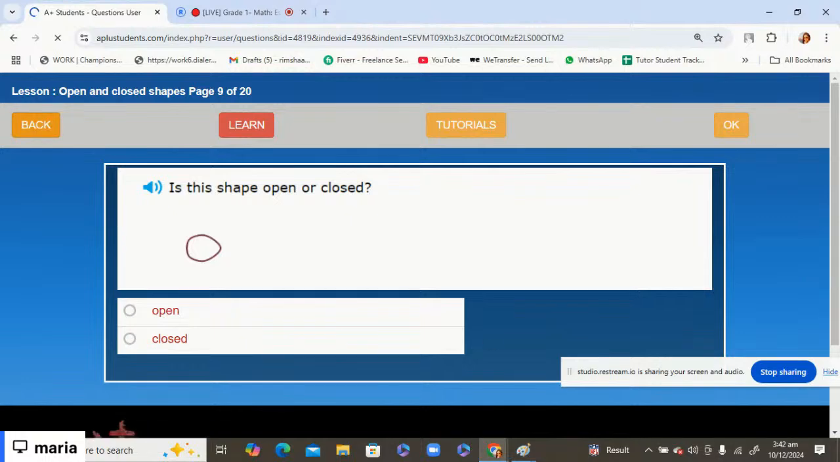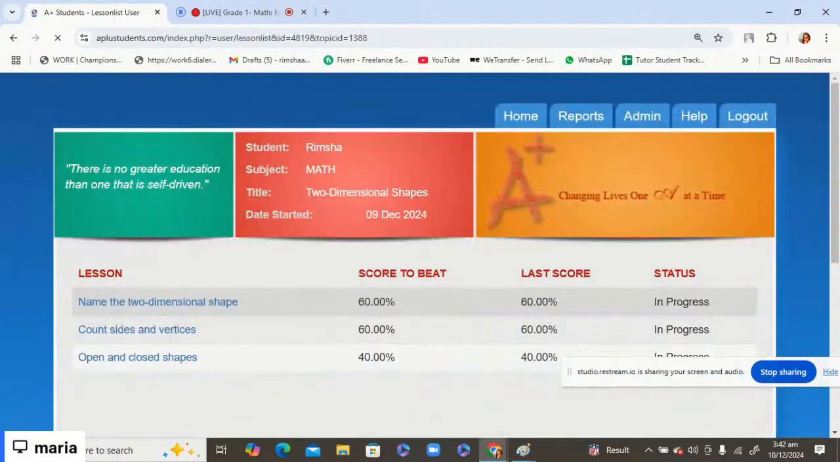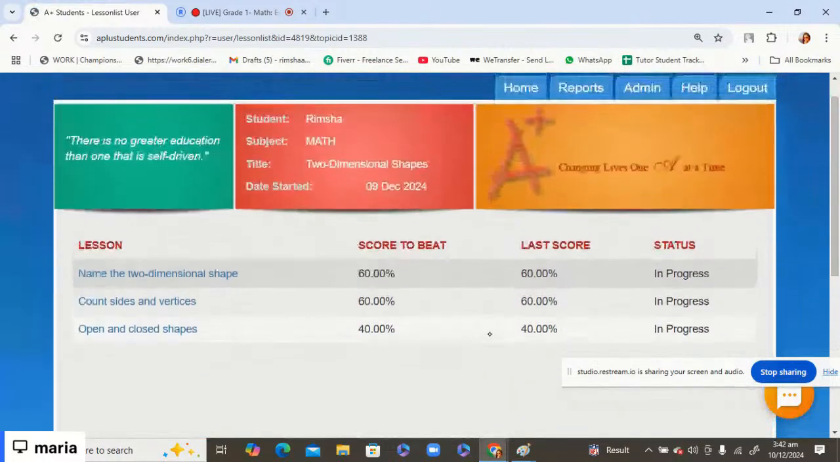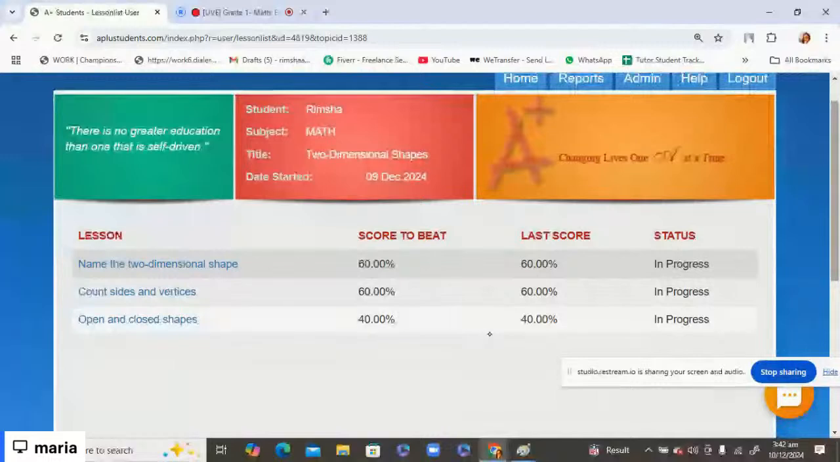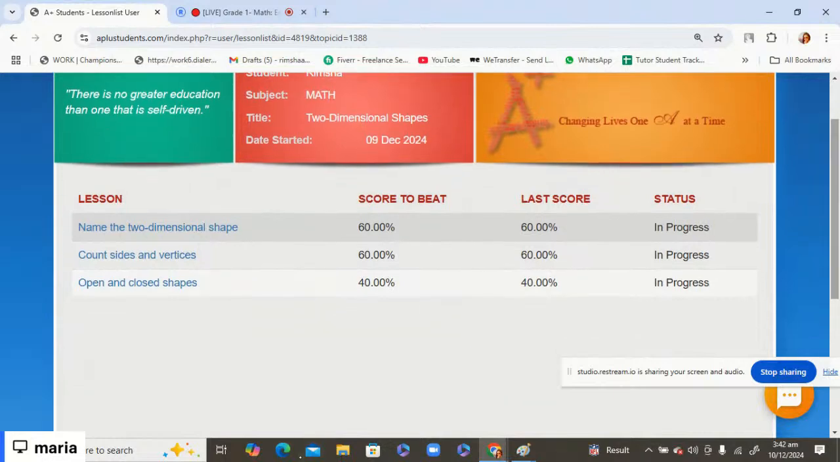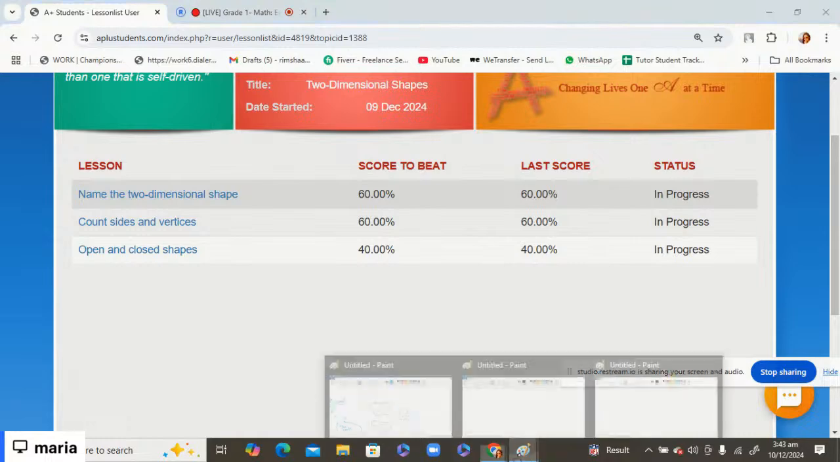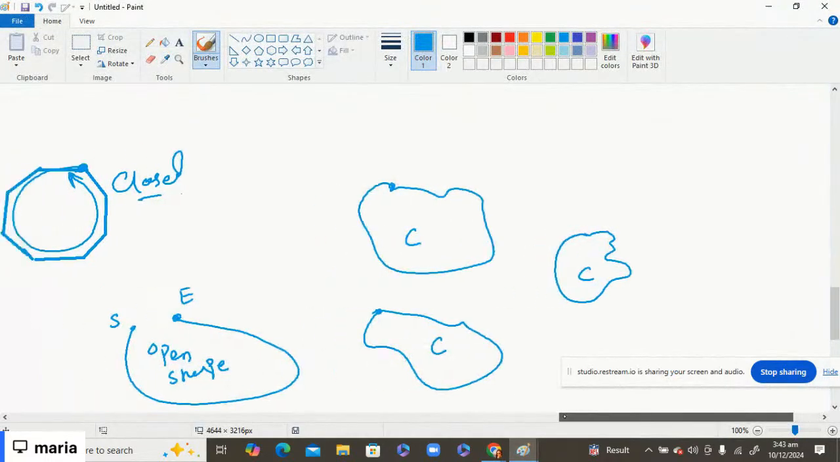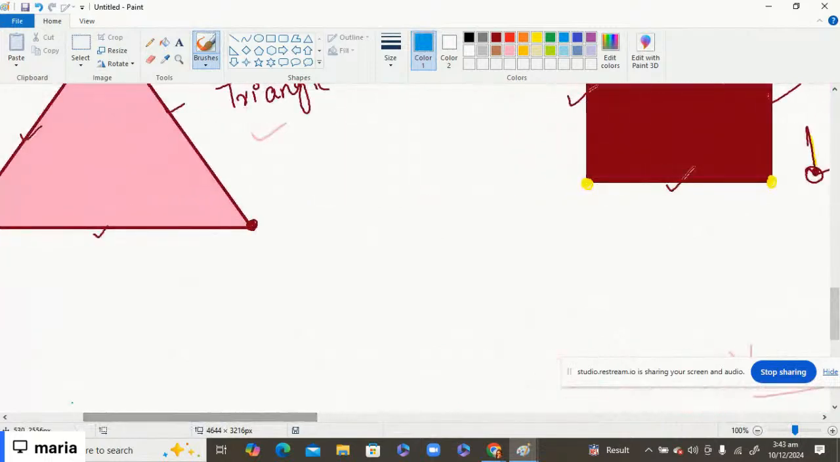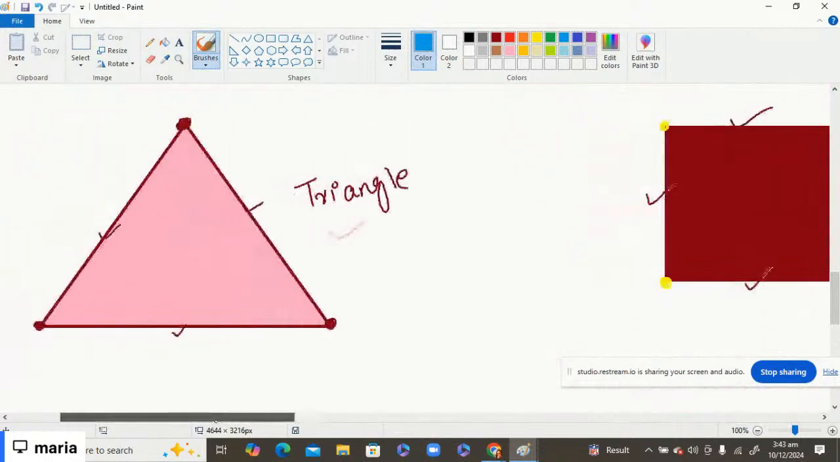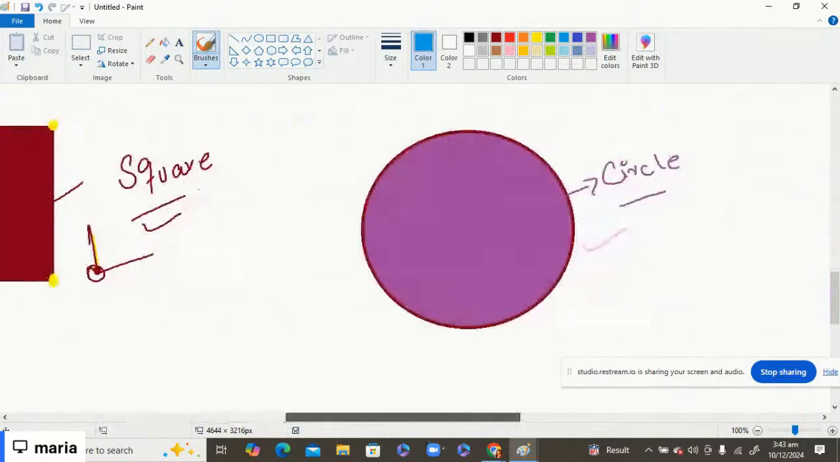Okay, so today we discussed two chapters. The first one is estimation and the second one is two dimensional shapes. The lesson for the first one is estimate to the nearest tenth, and the lesson for this one is name two dimensional shapes. First of all, we're going to name the shapes only. There are three shapes here, that is circle, square, and triangle. Here it is. Look here. This is the first chapter. It's all about what is the shape of the triangle, the shape of the square, and the shape of the circle.